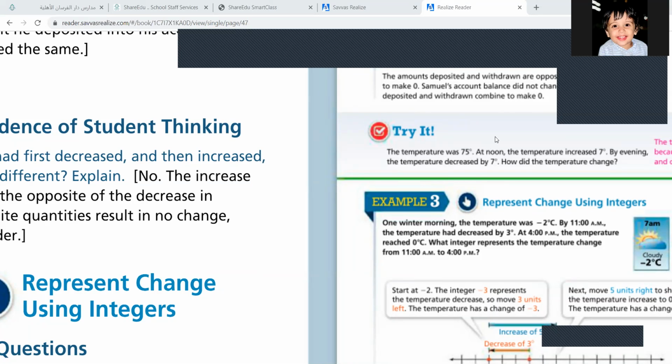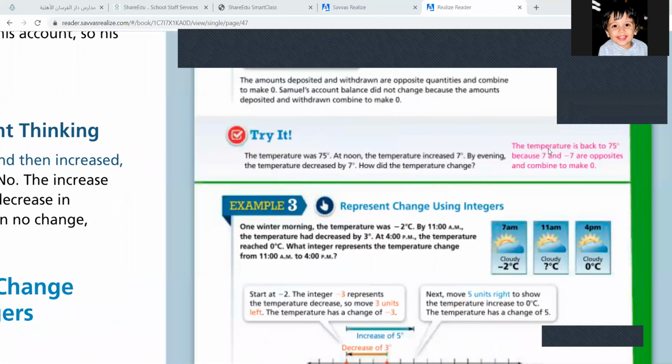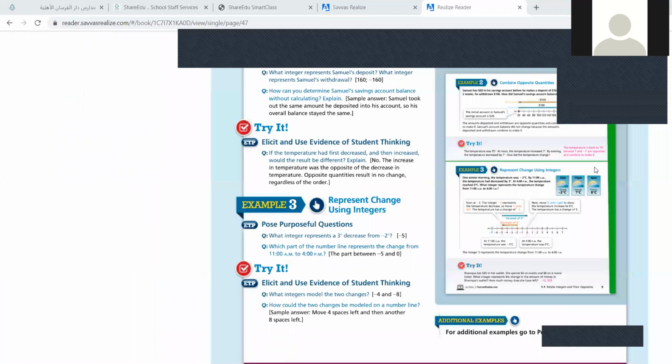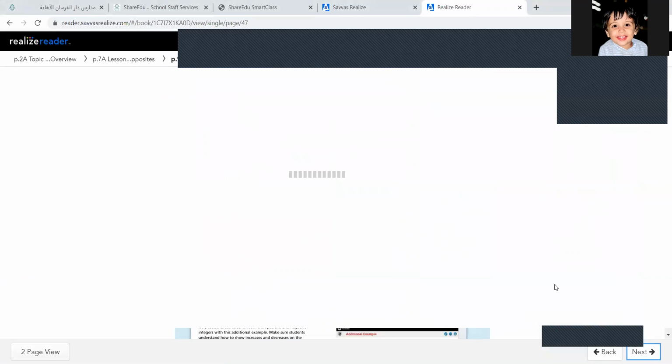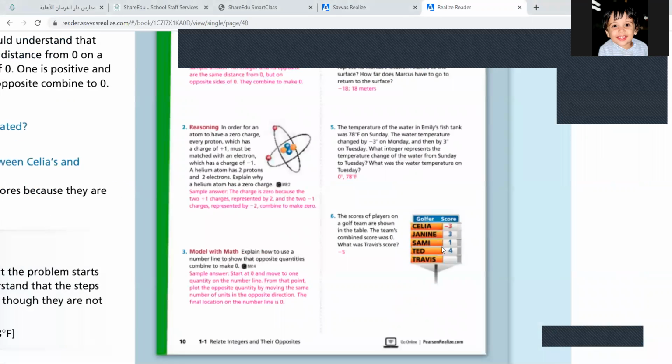And then again it decreased by 7. So it comes back to 75. Am I correct? The temperature is back to 75 because 7 and minus 7 are opposite, so they combine to make 0. That means there is no change. If you know this, you can solve the first lesson perfectly.